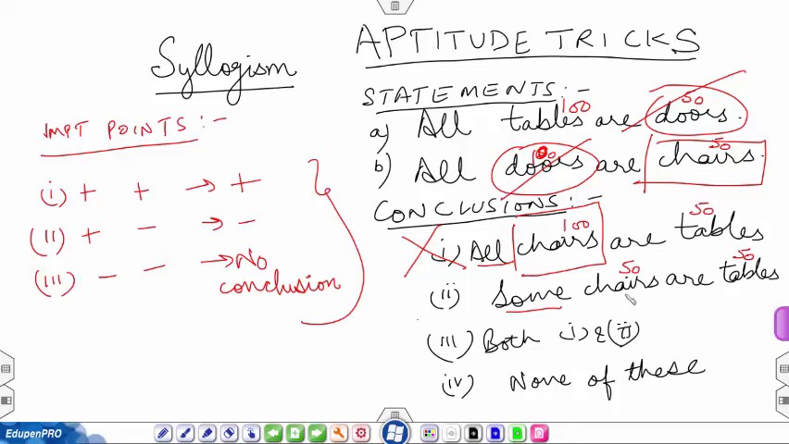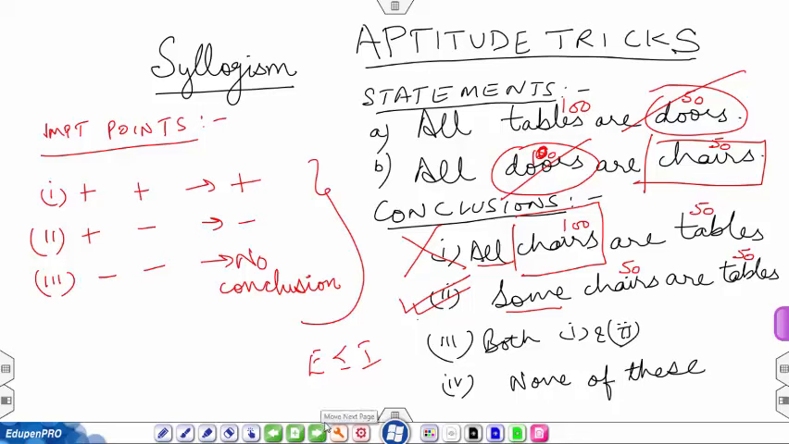Second, some chairs are tables. What is the value for chairs? 50. Yes, perfect. What is the value for tables here? 50. And the income is 100. Good enough. My expenditure is less than that. So my expenditure has to be less than or equal to the income. So for the second, both the words verify the values. So that is true. So which answer is true? Some chairs are tables. Is that clear to everyone?